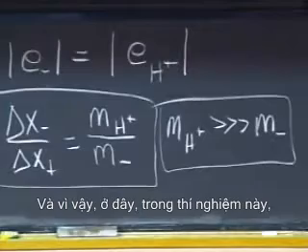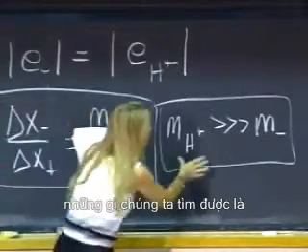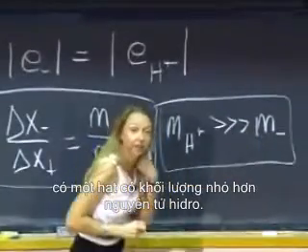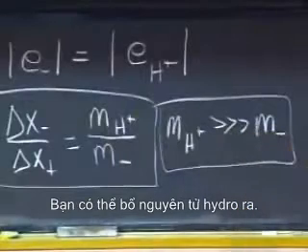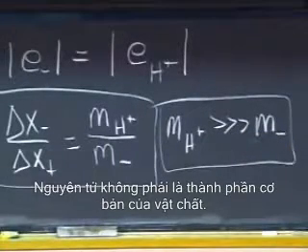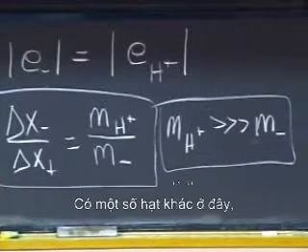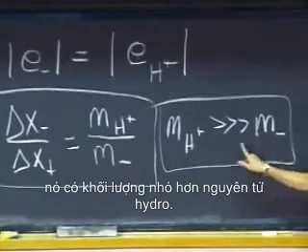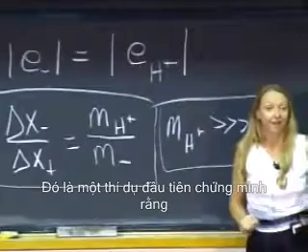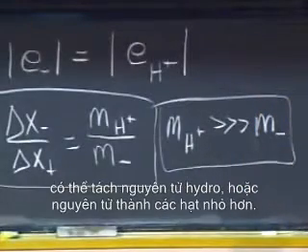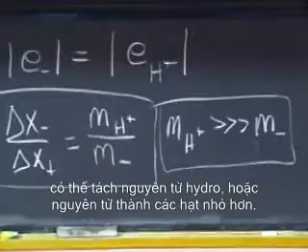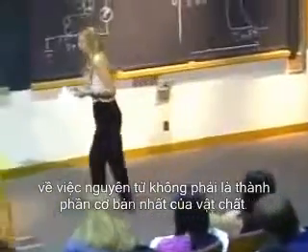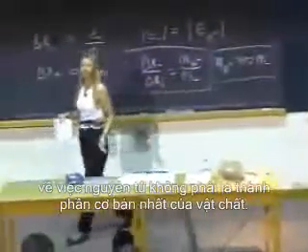And so here in this experiment, what we're finding is that there is a particle that is less massive than the hydrogen atom. Hey, you can chop the hydrogen atom up. The atom is not the most basic constituent of matter. There is some other particle here, which we're going to call an electron, that is less massive than the hydrogen atom. And that was the first piece of evidence for being able to split the atom up into smaller particles. The first evidence that the atom was not the most basic constituent of matter.